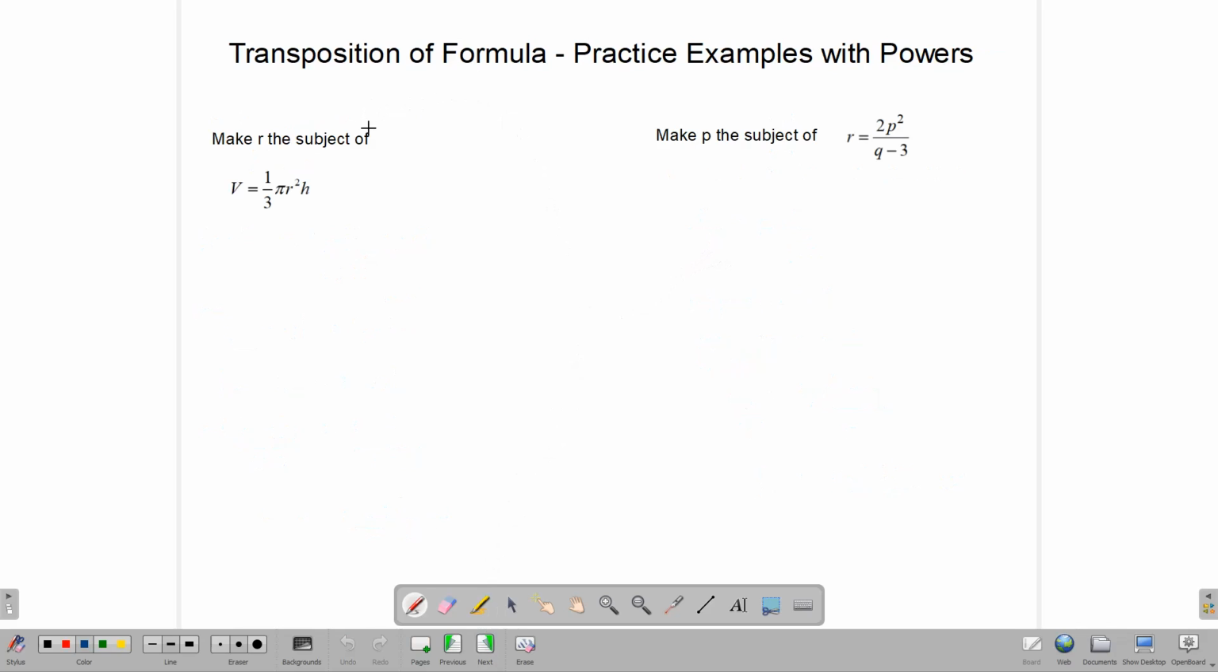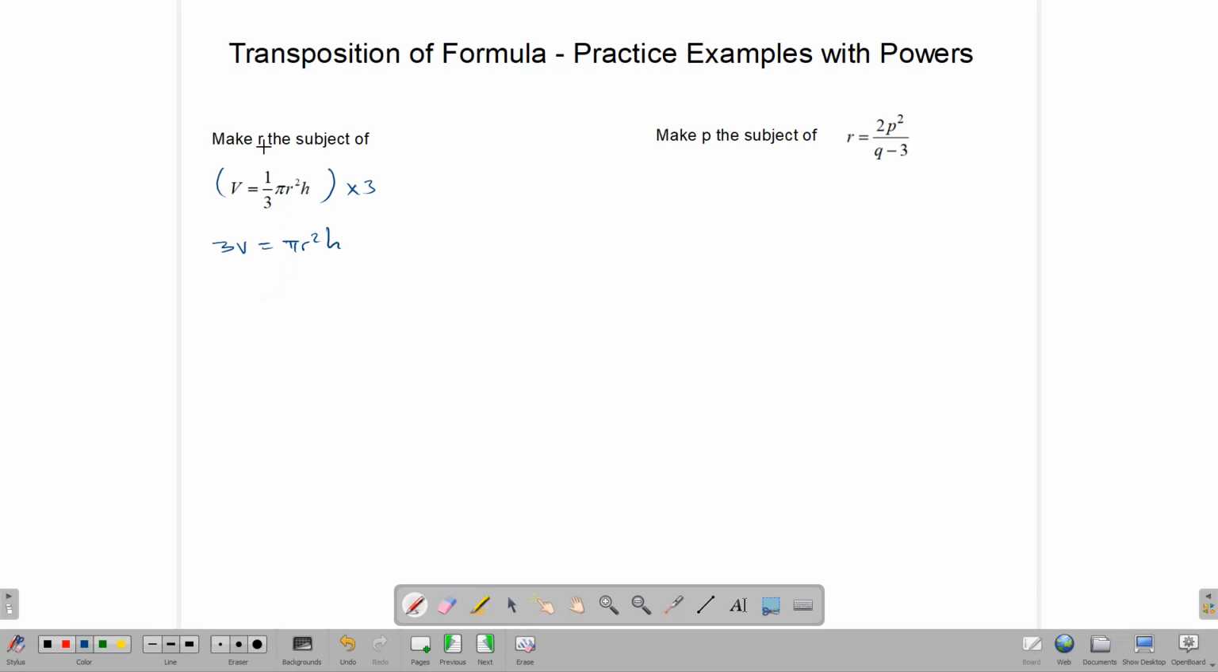Now, what about when we're dealing with powers? In this question, make r the subject of this formula, V equals 1/3 pi r squared h. First, we need to get it into a straight line. We can do that by multiplying both sides of this equation by 3. Here, the 3 times 1/3 will cancel out this fraction. So we end up with 3V is equal to pi r squared h.